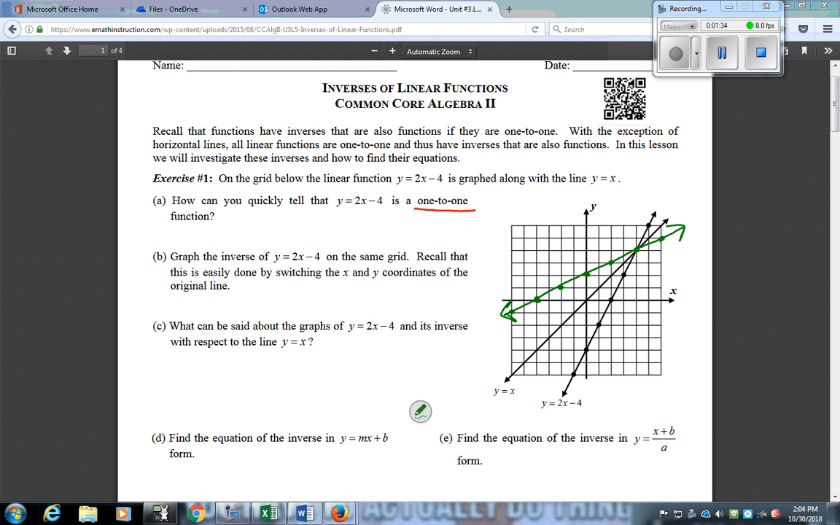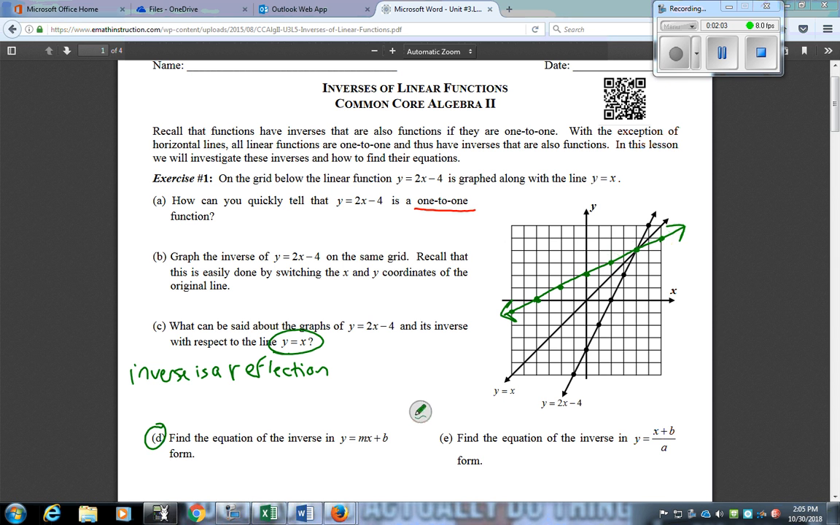For part C, you might notice that it says right here, what could we say about this diagonal line y equals x? Well, the inverse is actually a reflection over that line. And they want us to find the equation of the inverse. We're going to do part D together. We're going to skip over part E.